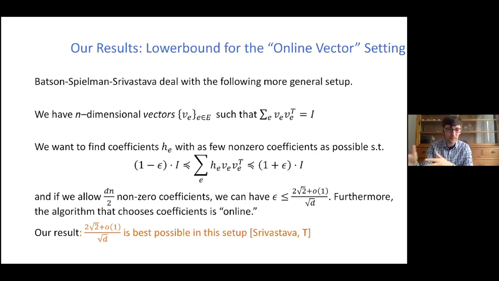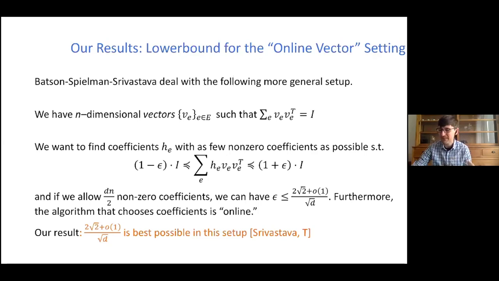For this online setting, this 2 root 2 over root D is actually the best possible. So to get a better construction, it needs at least a somewhat different proof. Like you need a proof that doesn't solve this online problem also, because for this online problem, 2 root 2 is the best you can hope for.